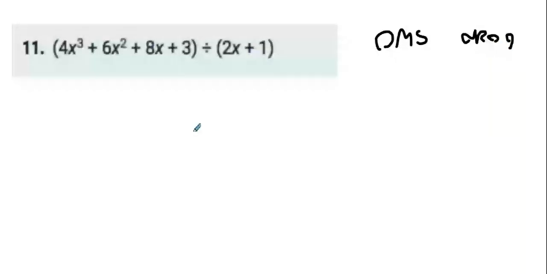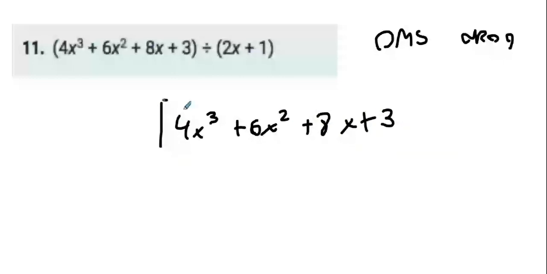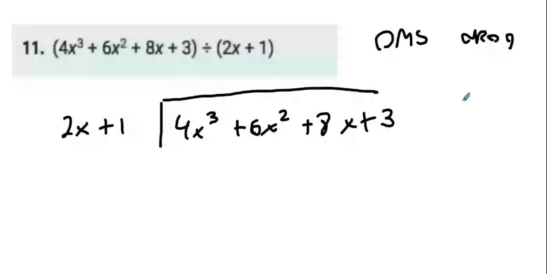So we're going to get our 4x cubed plus our 6x squared, our ax and our 3. And we're going to divide that by 2x plus 1. Alright, so first thing we're going to ask P, what is 4x cubed divided by 2x? So 4xxx divided by 2x. What's your answer?